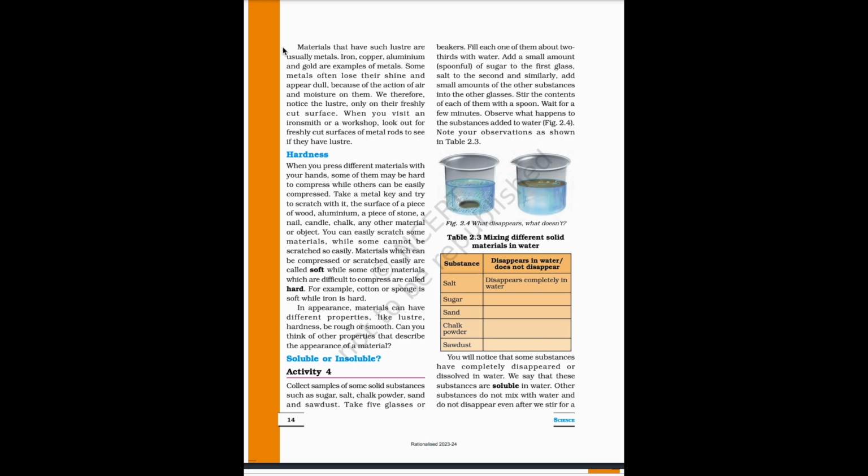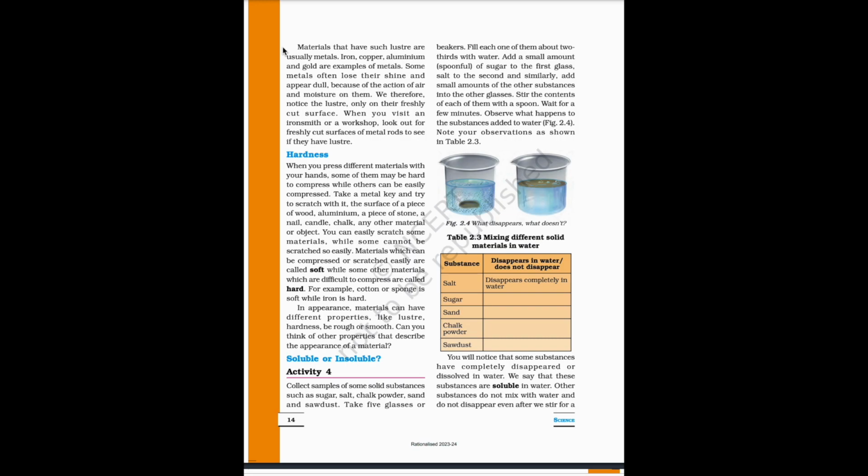Materials that have such luster are usually metals. Iron, copper, aluminium, and gold are examples of metals. Some metals often lose their shine and appear dull because of the action of air and moisture on them. We therefore notice the luster only on their freshly cut surface. When you visit an ironsmith or a workshop, look out for freshly cut surfaces of metal rods to see if they have luster.